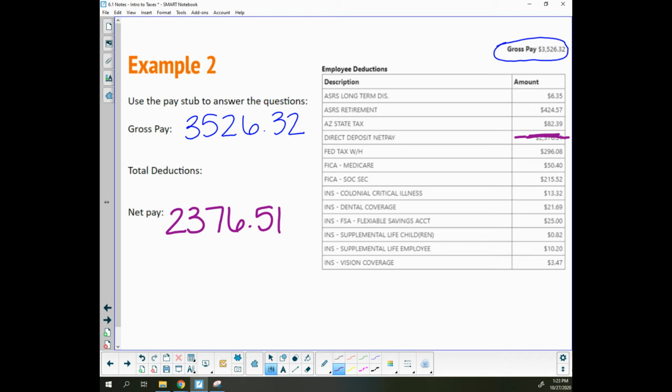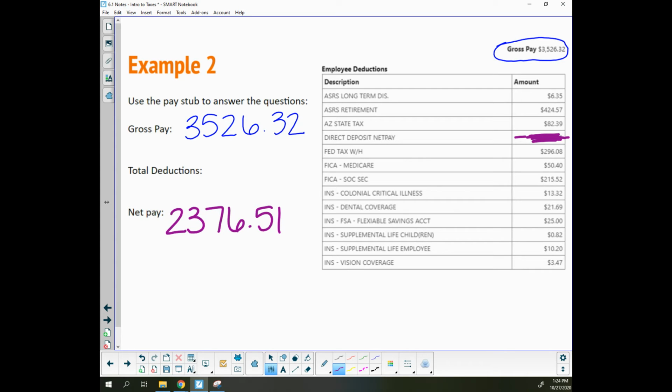I like it because it's listed under deductions here, kind of weird. I definitely don't want to include that net pay in my deductions. The net pay is the money I'm receiving from the company I work for. But we've got federal tax, FICA, Medicare and Social Security. We got some kind of illness insurance, dental coverage, a flexible savings account, life insurance for a child, life insurance for yourself, and vision coverage. It's a whole bunch of stuff.